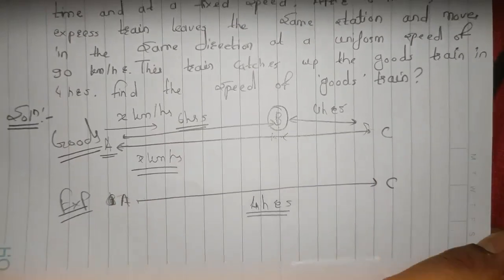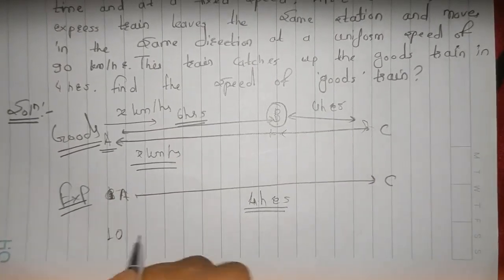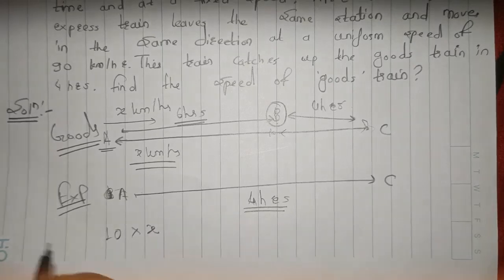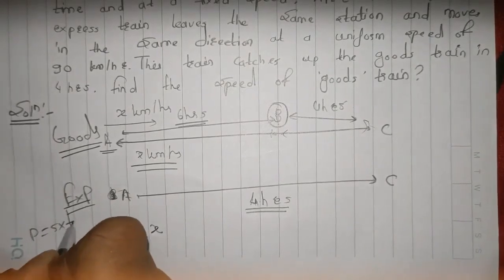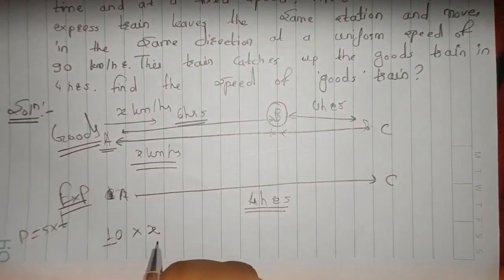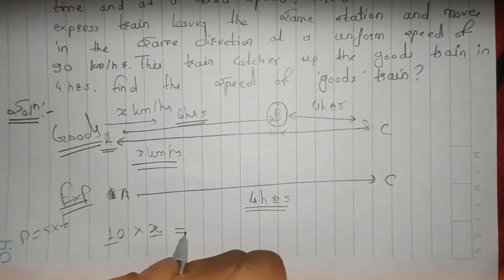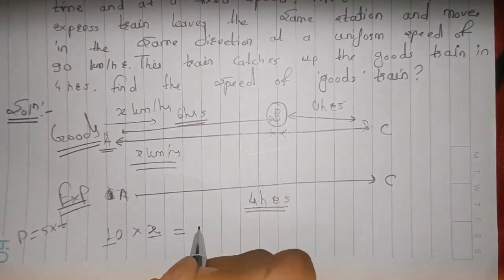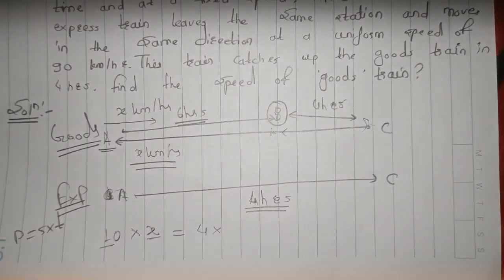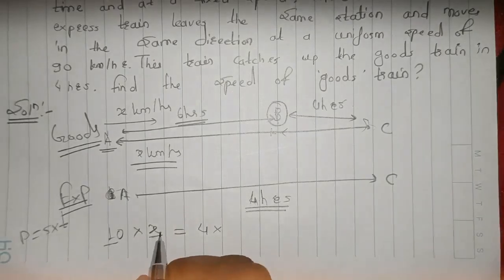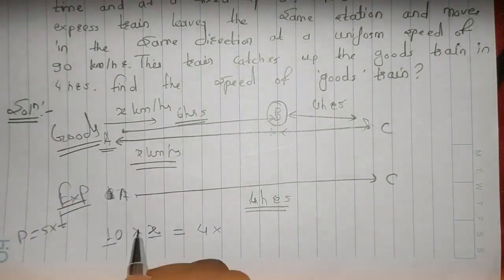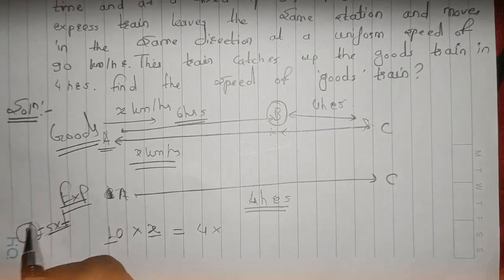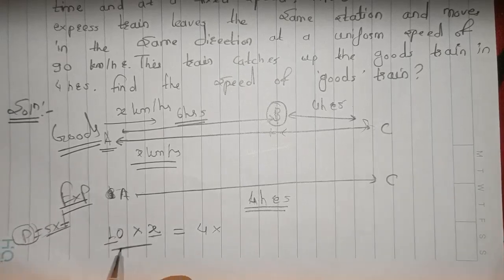So the distance covered by the goods train in 10 hours. As we know, distance is speed into time. So this is our 10 hours and our speed is x, this is for the goods train. And then for the express train it is 4 hours. So 10 into x, where x is our speed for the goods train and 10 is the time, gives the distance from A to C.